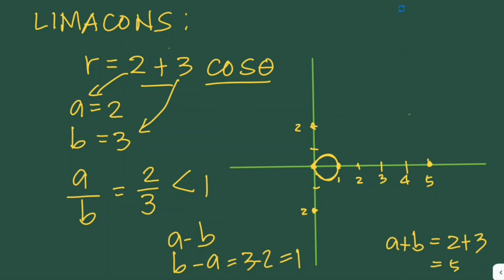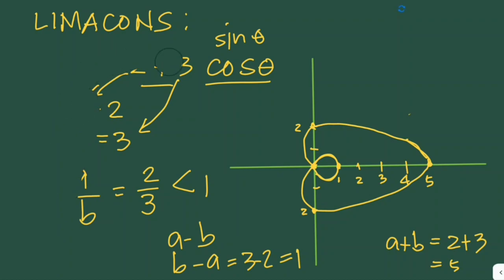Oh, it's not perfect. It should look like... Oh my, what happened? All right, our graph should look like that one. So this is an example of a graph for an inner looped limacon. If this is minus, negative, then it will be facing to the left. And if this is sine theta, it will be facing upwards or downwards, depending on whether it is positive or negative.